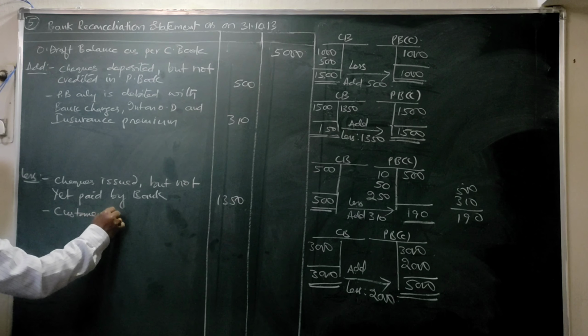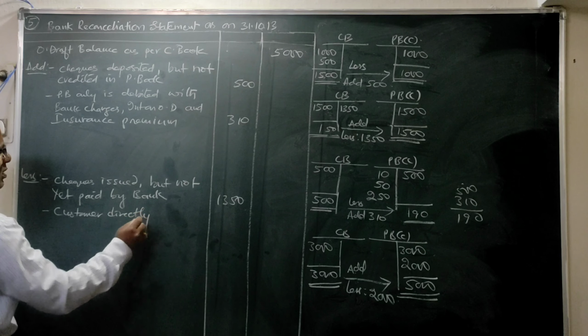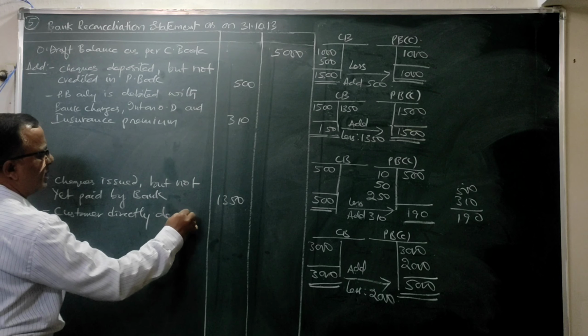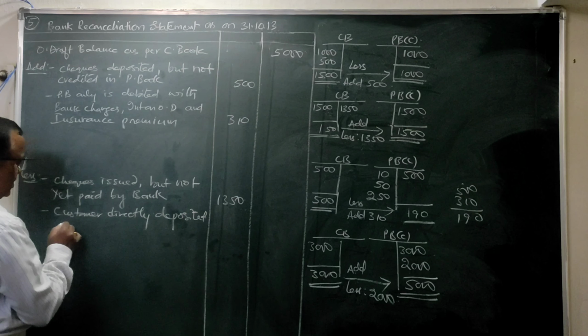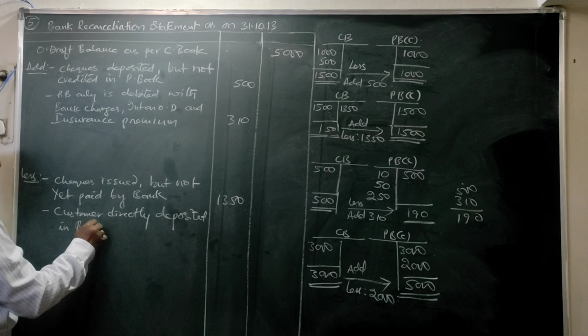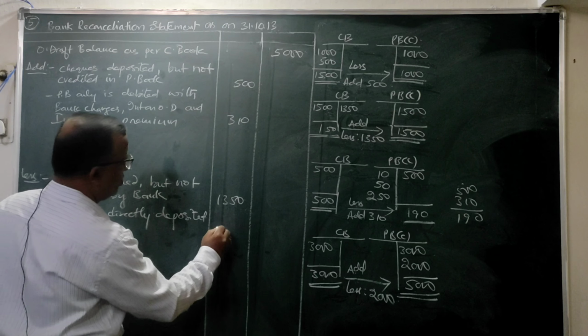So below less, customer directly deposited in bank. Deposited in bank. How much? 2000 rupees.